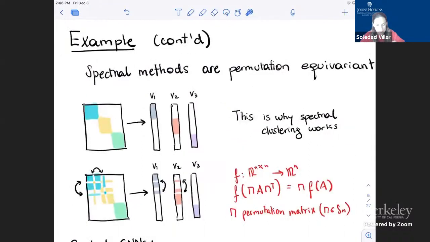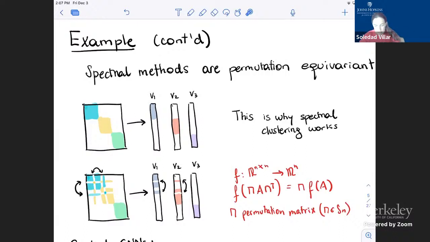Good. So another example of equivariant functions is spectral methods. If I have a matrix and I take the top eigenvectors, the first eigenvector, second eigenvector, third eigenvector, then if I apply a permutation on the rows and the columns, the corresponding eigenvector will have the same permutation as well. So that's the reason why spectral clustering works, for instance.